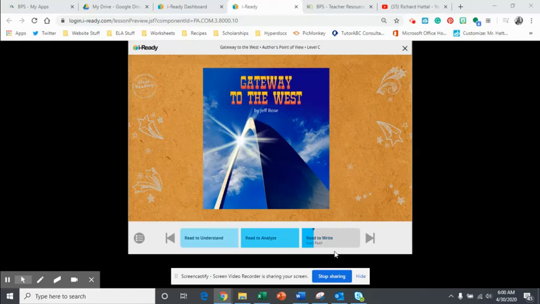All right, so this is read number read to write of Gateway to the West, author's point of view. So remember, we are focusing in the beginning. The big question number three was how do the pictures help you? How do the pictures help you to better understand the text? So that's going to be the focus of writing.